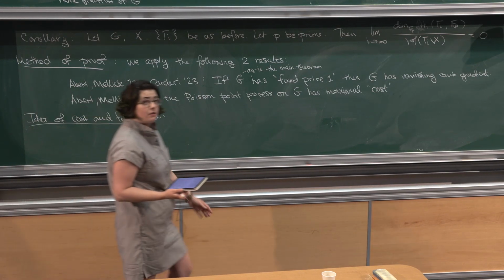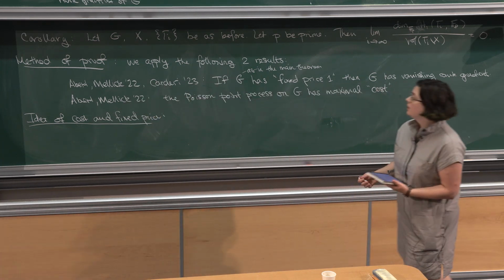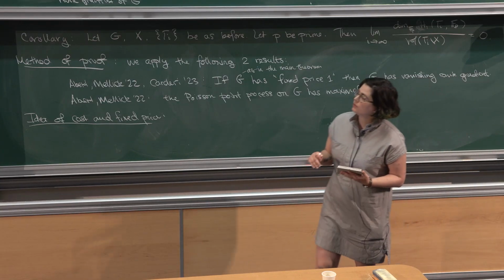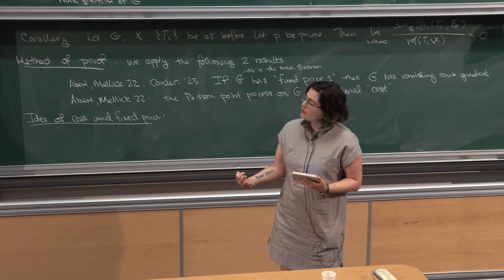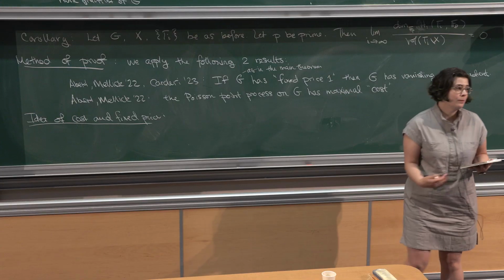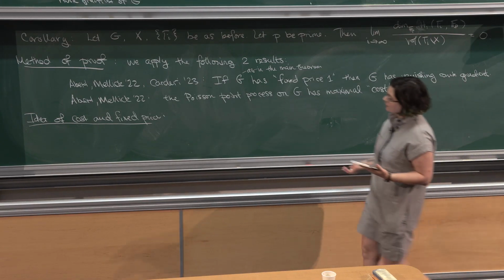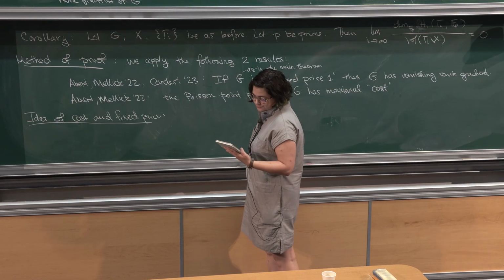Okay, so with the rest of the lecture, we'll go over this idea of cost and fixed price, and then we'll talk a little bit about the Poisson point process and the ideal Poisson Voronoi tessellation, which is part of our method of proof.